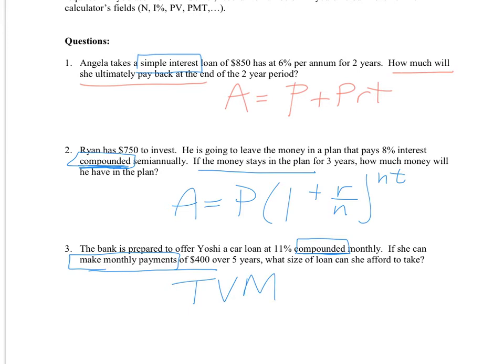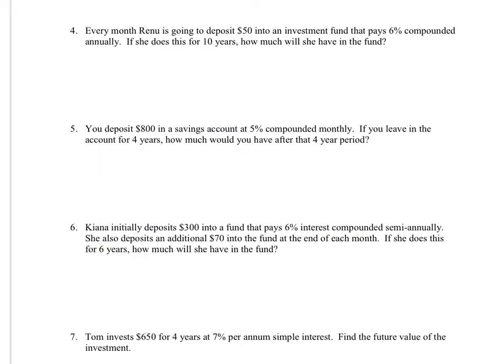So in the next one, every month Reno is going to deposit $50 right away. We know that's a monthly payment, and we see the word compounded. So if it's every month that they're depositing, we're going to be using the TVM solver.